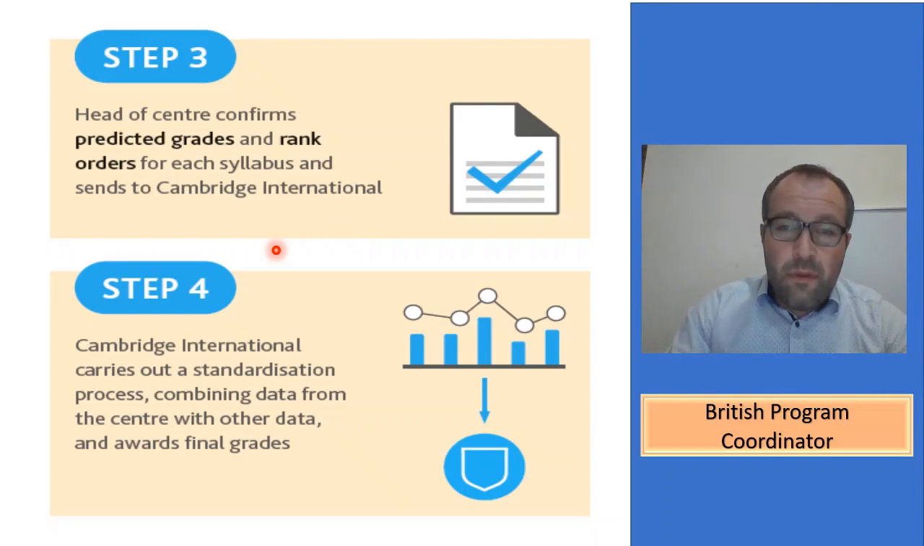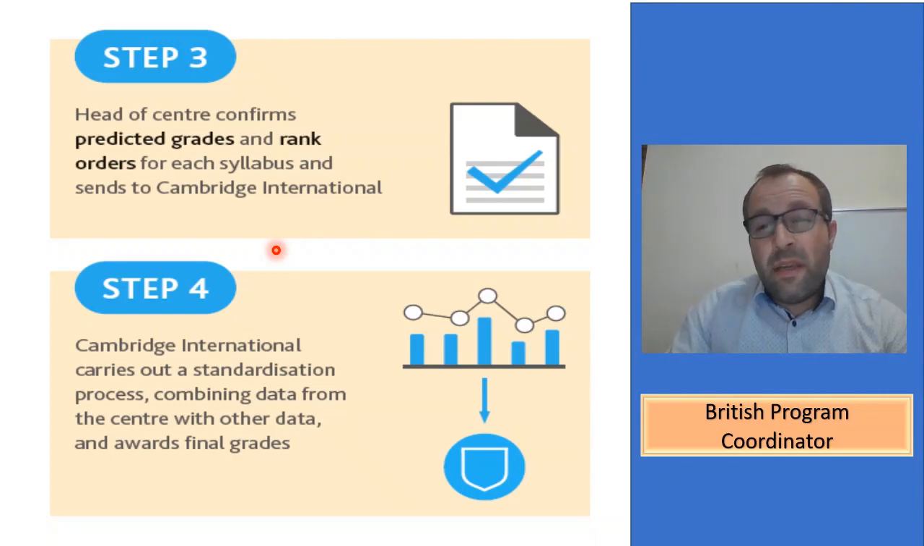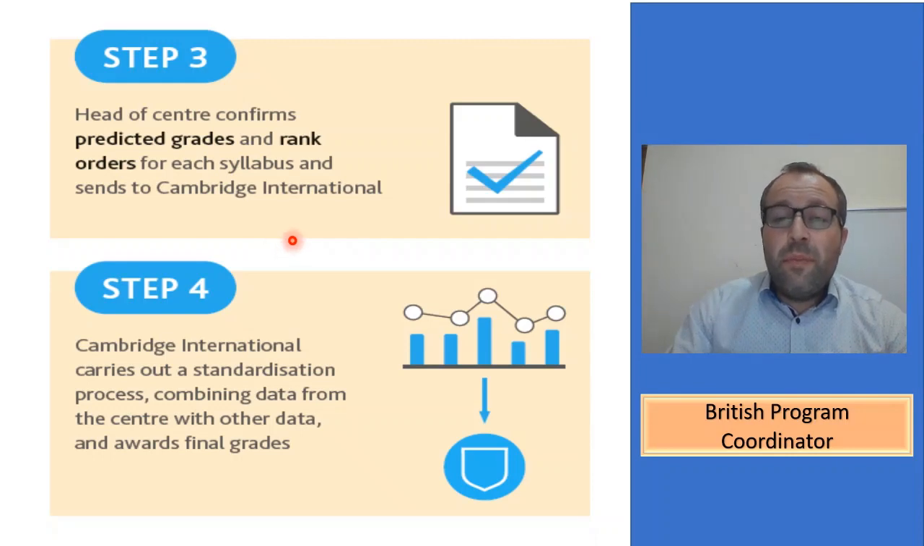They will review the evidence again. They will review the predicted grades. They will make their adjustments. They will compare to their standards as well. They combine data from the center and other centers from the region. Then they will issue the final grade. As usual, the results will be out in August.